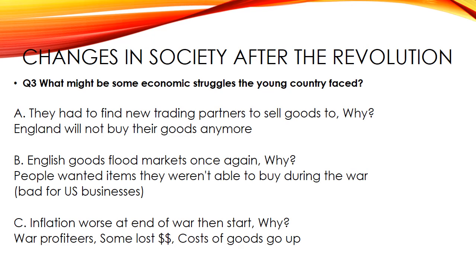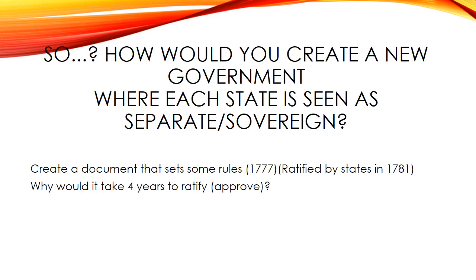All right. Now, our next piece here is, so how would you create a new government where each state is seen as separate and sovereign? Basically, each state is equal. And this was really tough. And we had to create a document that really sets up these ground rules. We started it in 1777, all right? But it's not ratified by the states, approved by the states until 1781. There's 4 years of our country where we have no government whatsoever because we're fighting a war. This is the situation. So that's why it takes so long for it to happen.